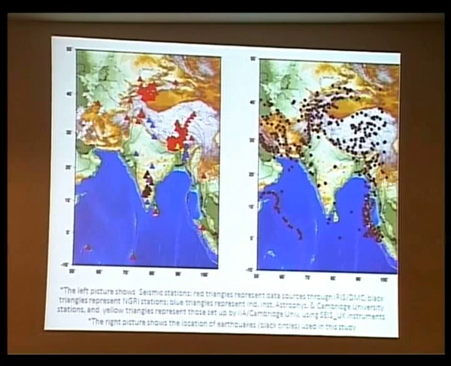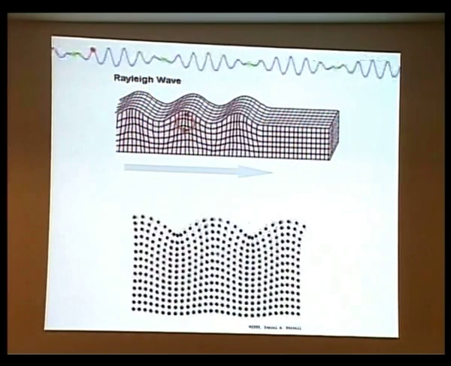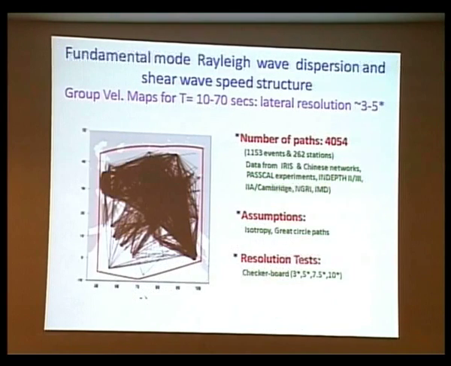So what we did was that these are all our seismographs. We combined the data with our colleagues in Cambridge who went through these seismographs over here, and these are our own. And we looked at earthquakes over here, and the paths between all these earthquakes and all these seismographs. So you can see those, and those are the waves we are looking at. These are the Rayleigh waves. Those are the paths that cover the whole of India, virtually completely.